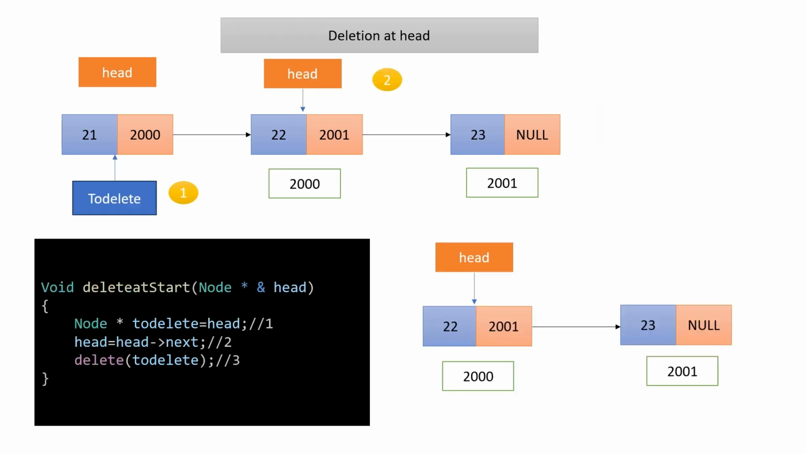Now we move forward to the deletion at head. Here initially we want to delete the head node, thus we point to delete node at our head, and we make our head our head next. So now our head will be this, and now we delete our to delete node, and after the deletion at the head, our linked list looks like that. So this is how the deletion at head operation is done in our linked list.